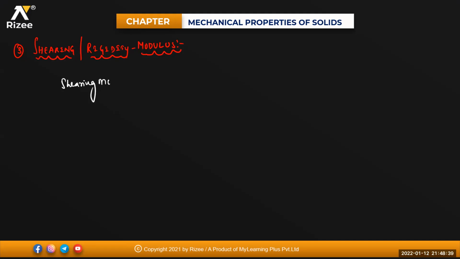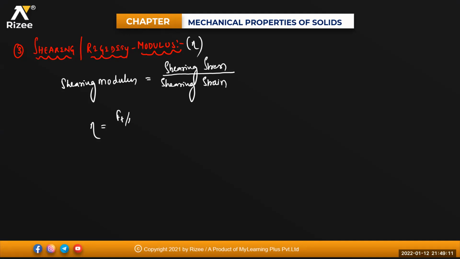Shearing modulus is equal to shearing stress divided by shearing strain. It is represented by the letter eta. Eta is equal to tangential force divided by area, divided by change in length divided by original length. So that is tangential force into length divided by A into x, and x by L is nothing but phi. So eta is equal to tangential force divided by area into phi. Phi is known as shearing strain.